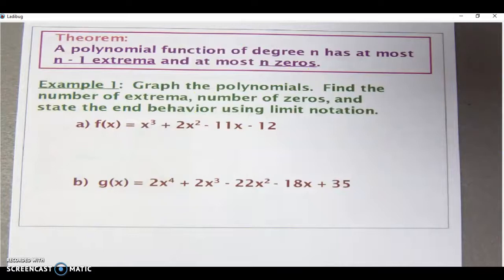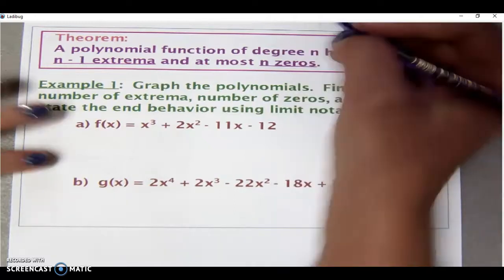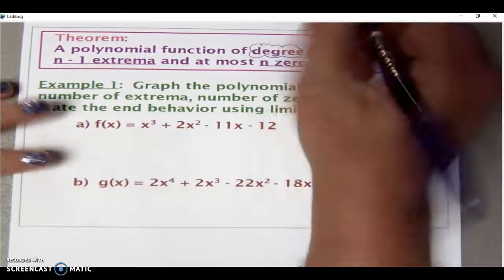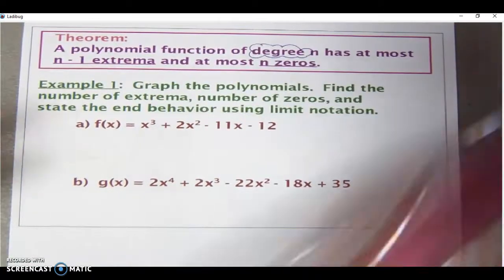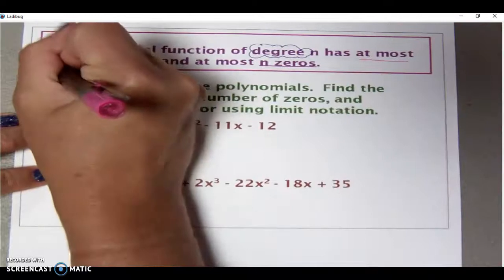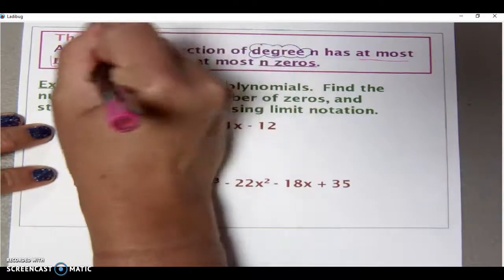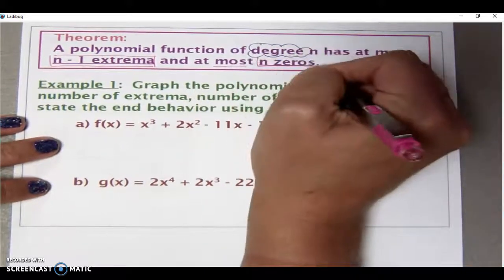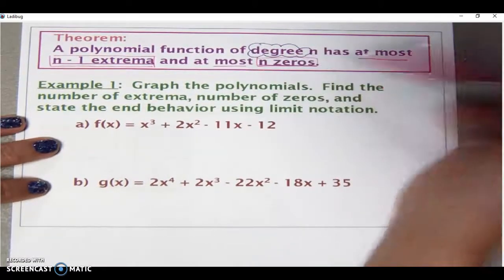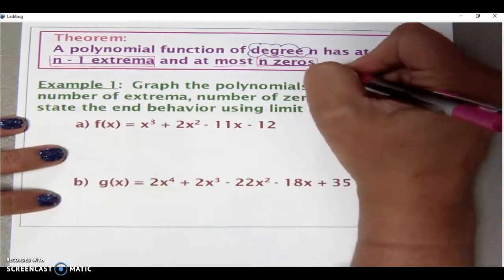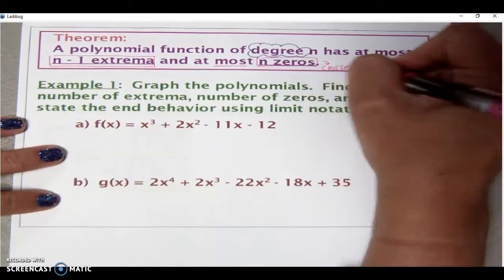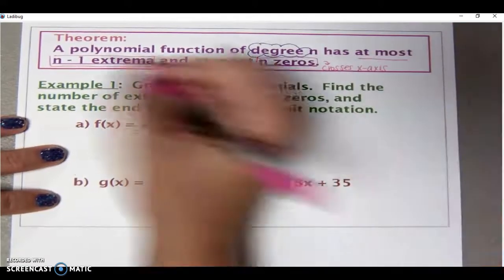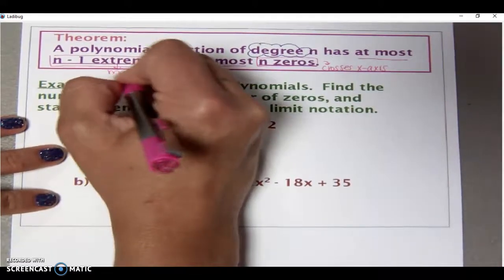Alright, so next we have a theorem here. This theorem states that a polynomial function of degree n, so remember degree is the highest exponent, has at most n minus 1 extrema. Remember, extrema are our maximums and minimums. And at most n zeros. Zeros are where it's going to cross the x-axis. So zeros are where it crosses the x-axis. Extrema are your max and mins.